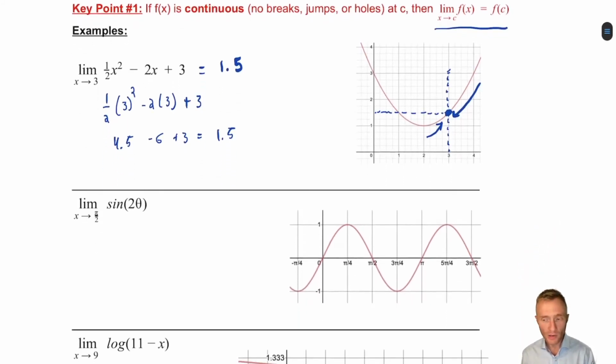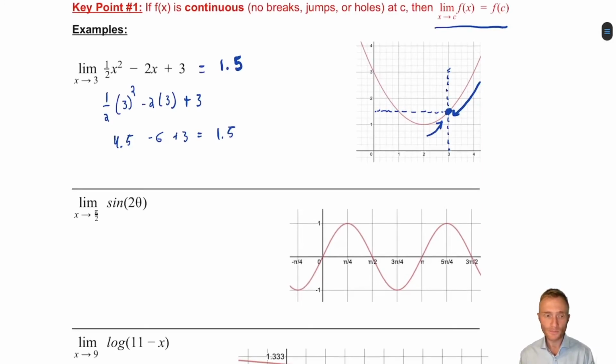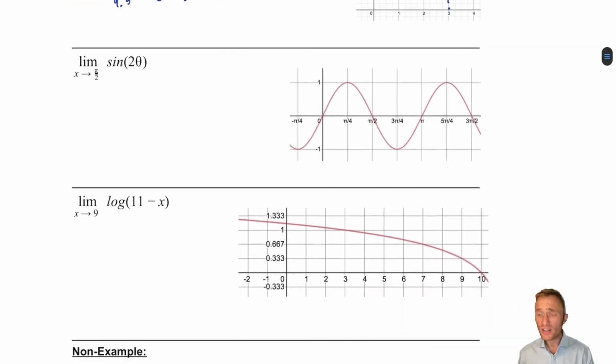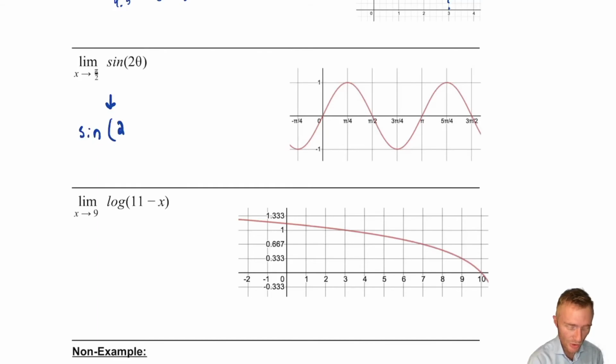So all polynomials are continuous functions. All of our sine and cosine graphs are continuous functions. So if we wanted to find the limit as x approaches pi over 2 of the sine of 2 theta, all we would have to do is plug in the sine of 2 times, we plug in our theta, we plug in our pi over 2. Yep, here it is, unit circle. Told you it would come up. And so we have the sine of pi.